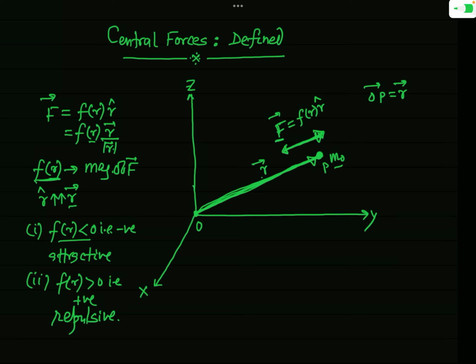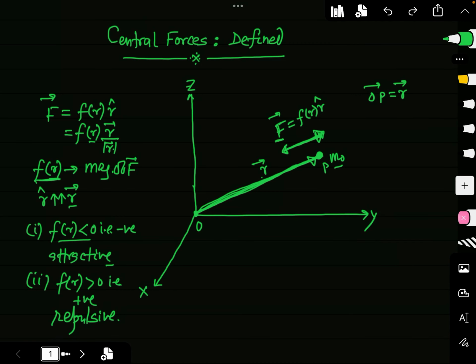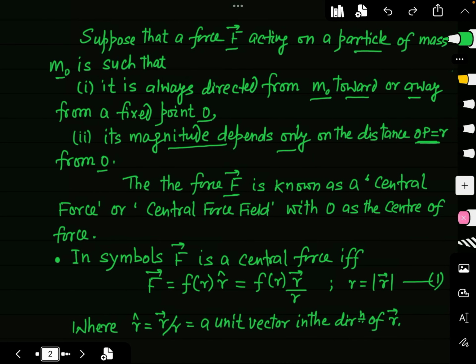In case of attractive central force, this force acts in the decreasing direction of r. It tends to decrease r. While in case of repulsive force, it acts in the increasing direction of r. In other words, you can say that the attractive central force is acting in the opposite direction of the radial unit vector, and the repulsive central force acts in the direction of the radial unit vector. And this fact I have also mentioned here for your convenience.